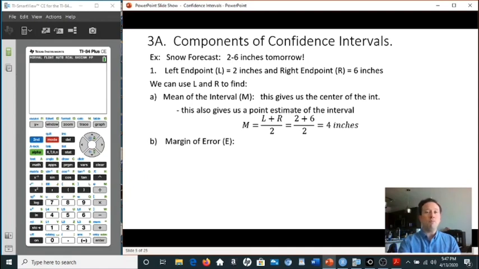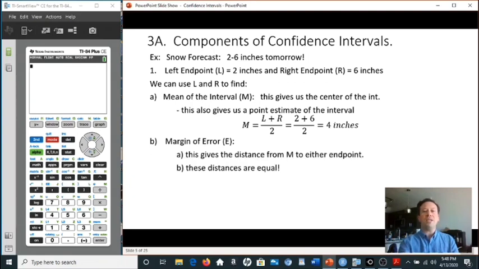And now we also have a margin of error. You've probably heard this term before, or at least seen it somewhere. The margin of error is just the distance from your center to the endpoints. So it gives the distance from your center M to either endpoint. And of course, those distances have to be equal because of that equidistance. Now, here's how you can find it. The numbers that we have here are simple enough, you can just do it in your head. But sometimes a little formula is more helpful when you have wacky numbers.